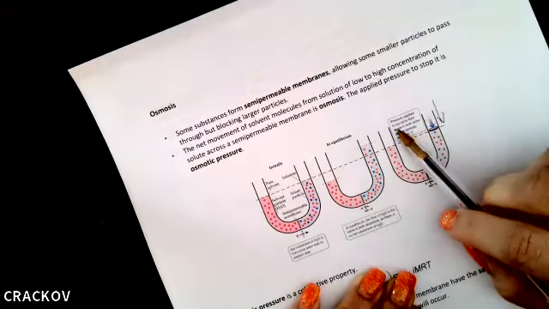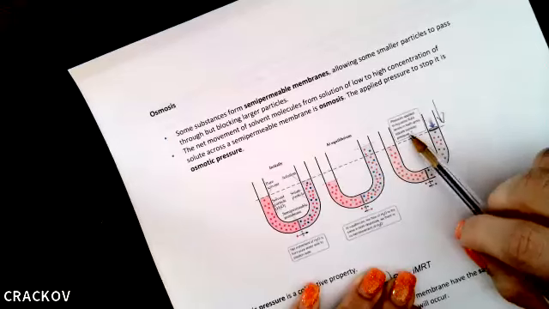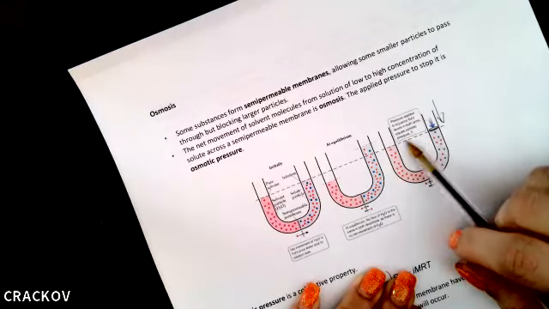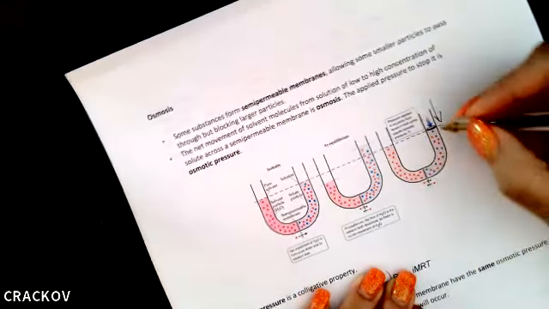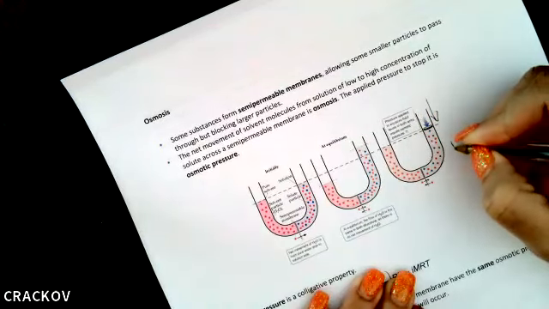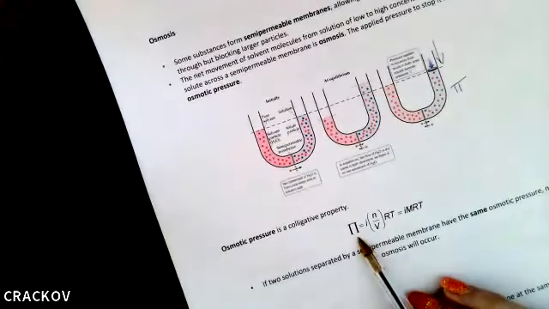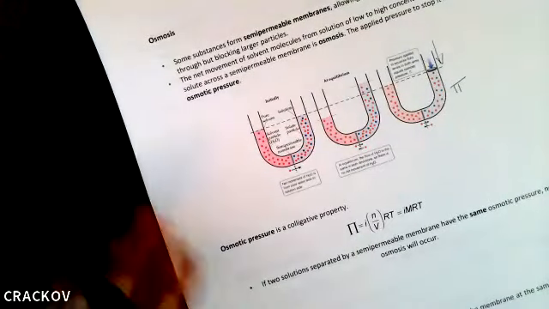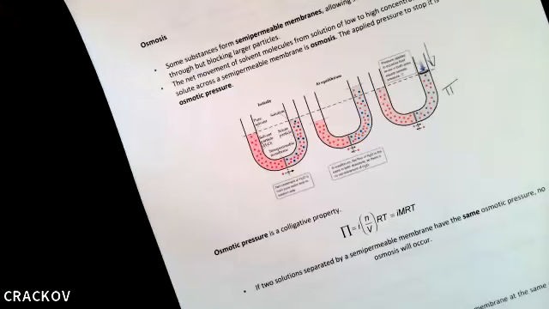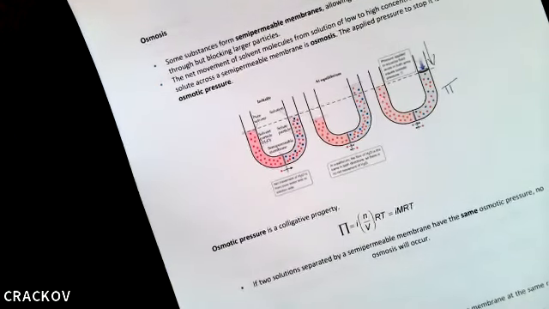So the pressure applied to equalize the fluid levels in both arms equals the osmotic pressure. This symbol here is the osmotic pressure symbol, right? That's this one here. And osmotic pressure is a colligative property.